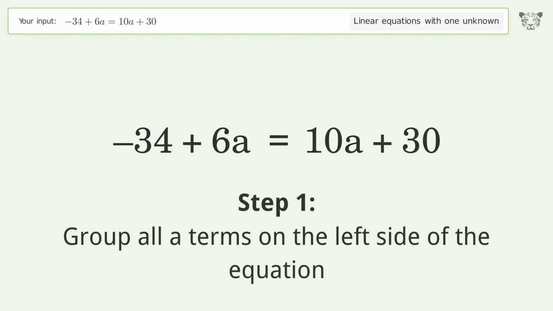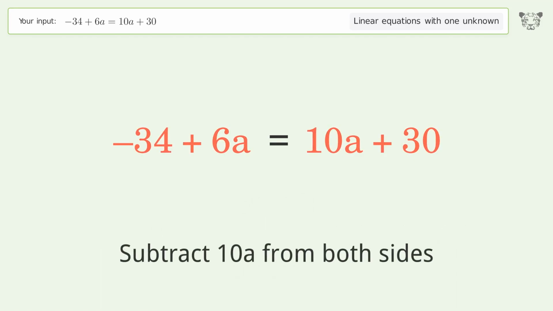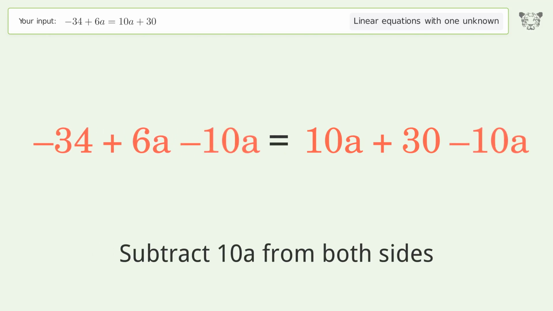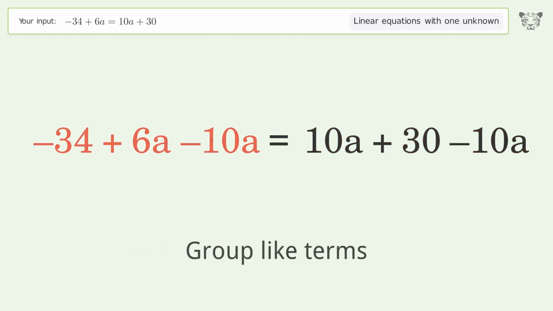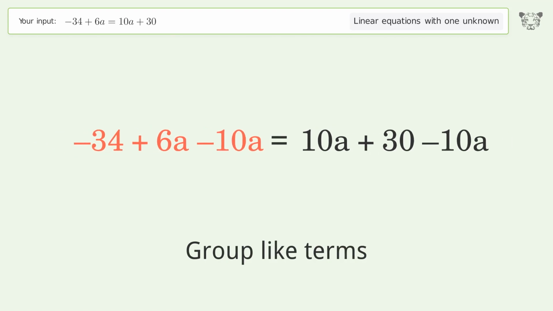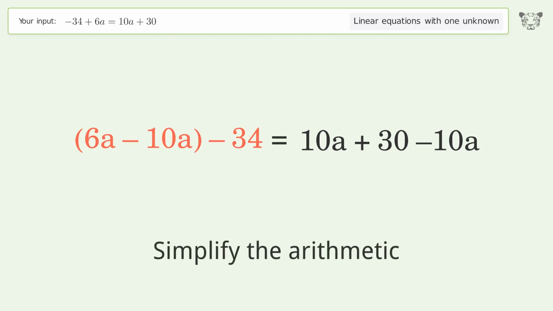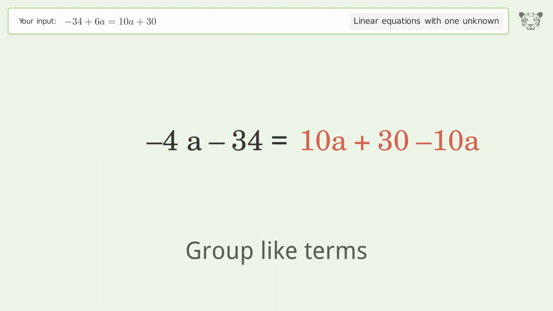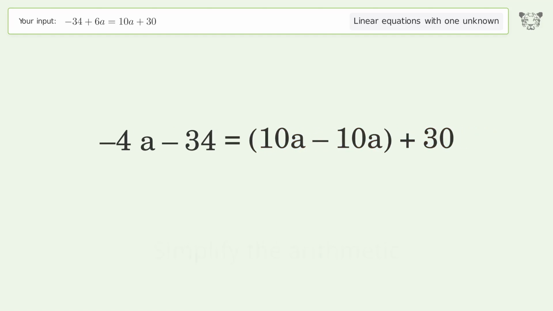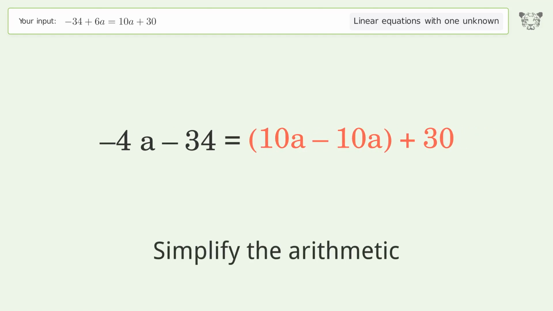Group all a terms on the left side of the equation. Subtract 10a from both sides. Group like terms. Simplify the arithmetic. Group like terms. Simplify the arithmetic.